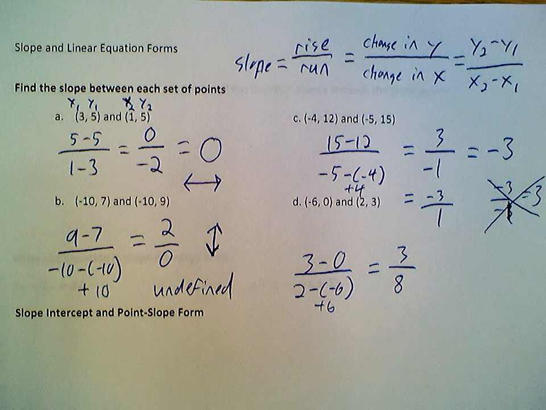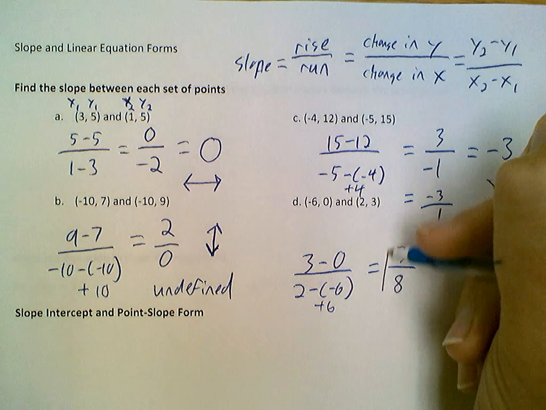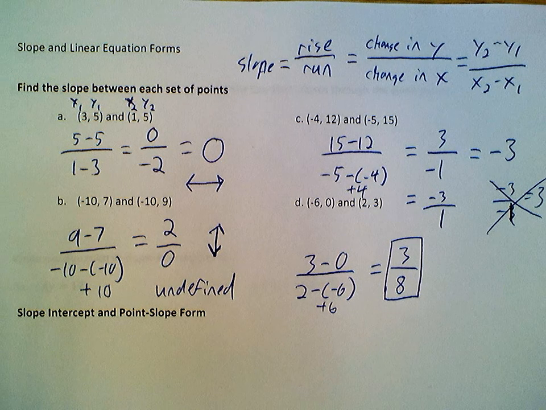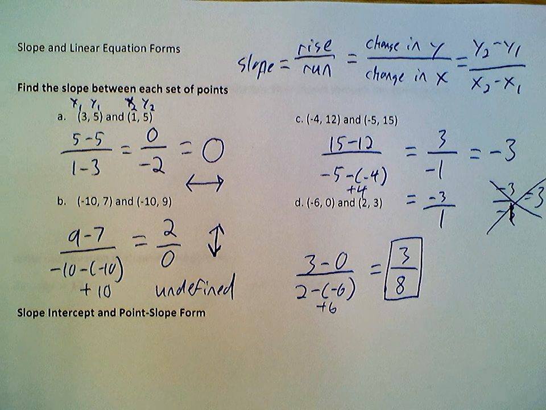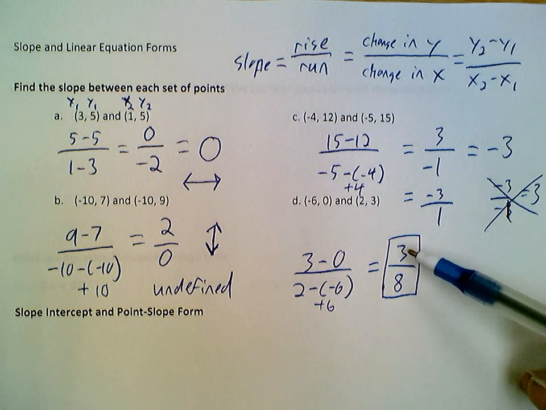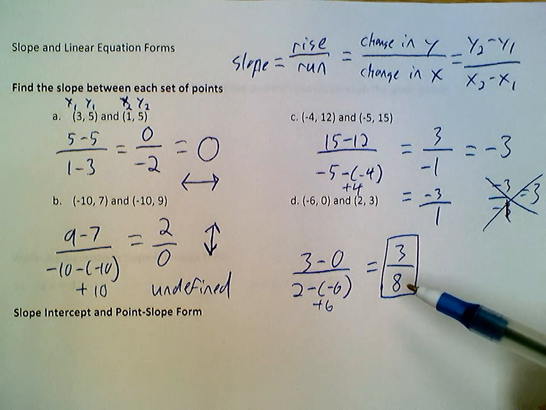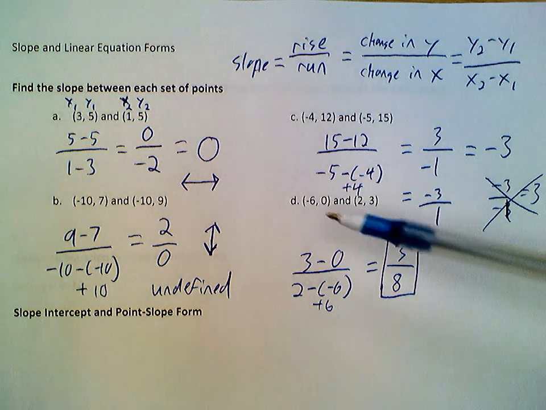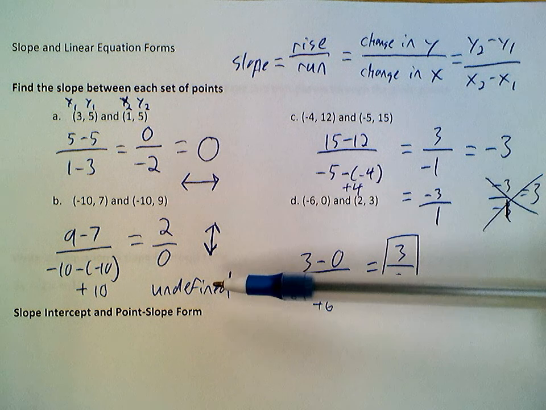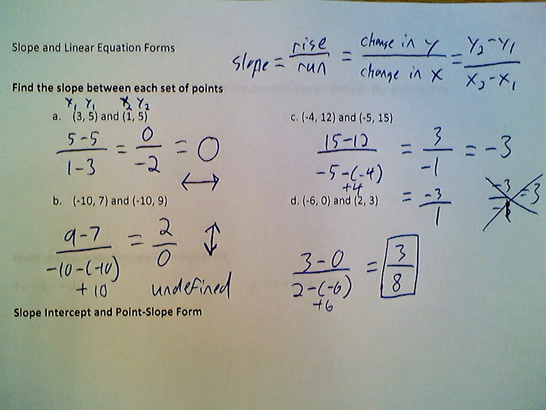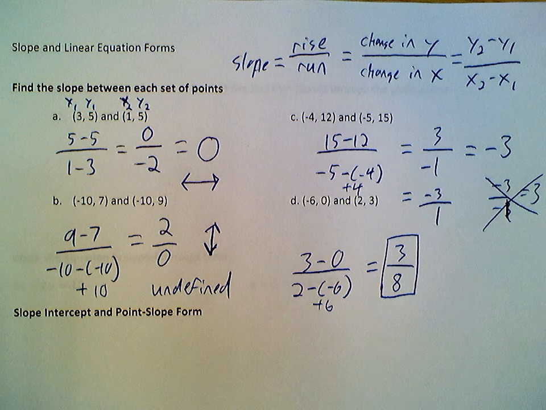Now, if you wanted to, you could make this into a decimal, but I would just leave it as 3/8. I would leave my answer in that form because it's easy to see the change in y over change in x. Every time y changes by 3 units, x is changing by 8 units. Okay, so there you have it. Slope. Just be careful that you know the difference between 0 and undefined slope, and be careful with your negatives when you're subtracting negatives. It's easy to mess that up, so just be careful when you're doing that.